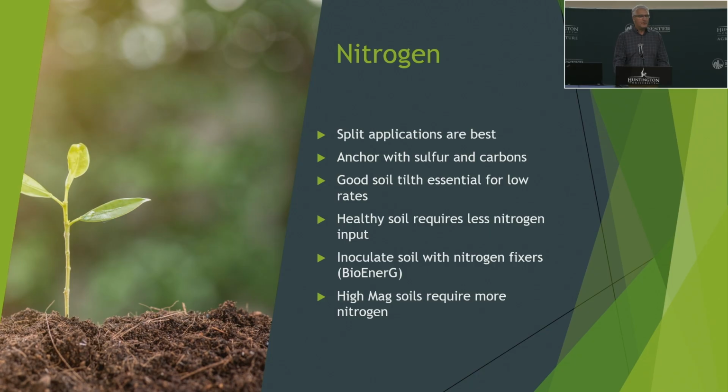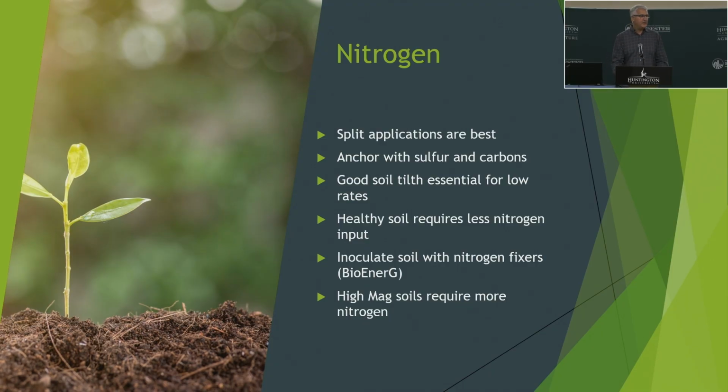So some ways to stretch our nitrogen dollars, again, split applications, put it on closer to when the crop needs it. Anchor it with sulfur and carbon. That's going to make that nitrogen go longer. Sulfur can stabilize nitrogen from volatilization in surface applications. We don't generally recommend surface applications of nitrogen, but some growers put a portion of it on the surface, and putting something like ATS with it can prevent volatilization for up to 30 days. And then carbons also help to extend it and hold it in the profile.